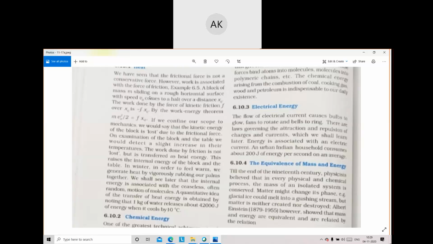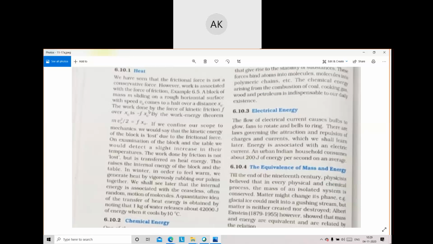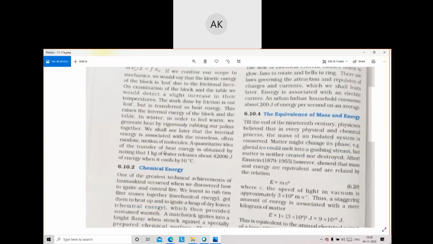A block of mass m sliding on a rough horizontal surface with a speed v0 comes to a halt over a distance x0. The work done by the force of kinetic friction. So you just need to know the different forms of energy. Heat energy, no need to go into detail. Heat is a form of energy.